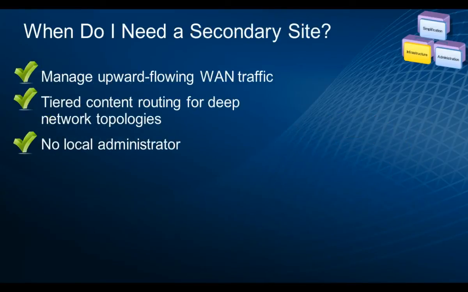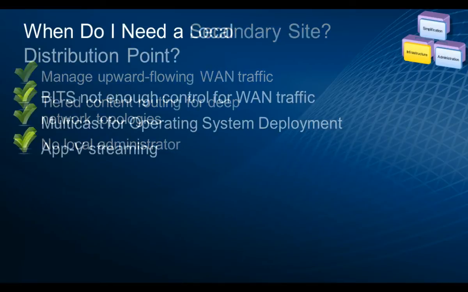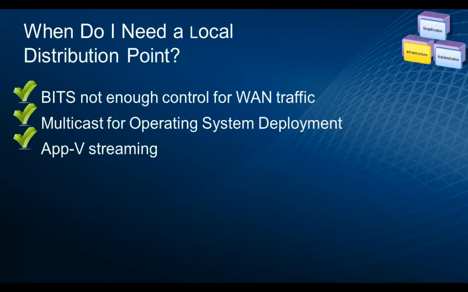So when would you need a secondary site? We just talked about primary sites. What about secondary sites? Because they're still a major part of the infrastructure's requirements. Managing upward flowing WAN traffic, tiering content routing for deep network topologies, or having no local administration are three primary things that we would see as requirements for a distribution point to be placed at, or a secondary site to be placed at a location.